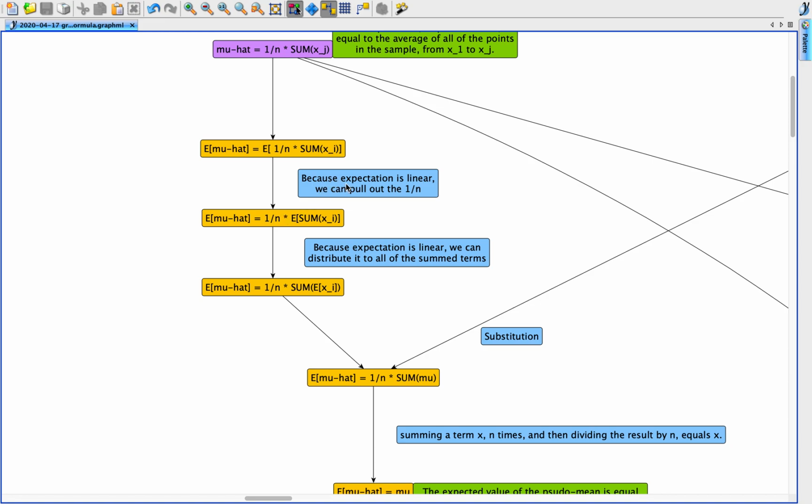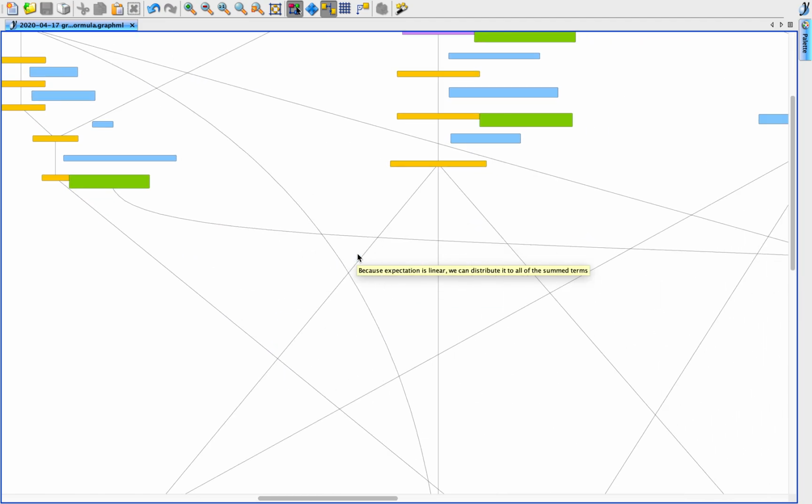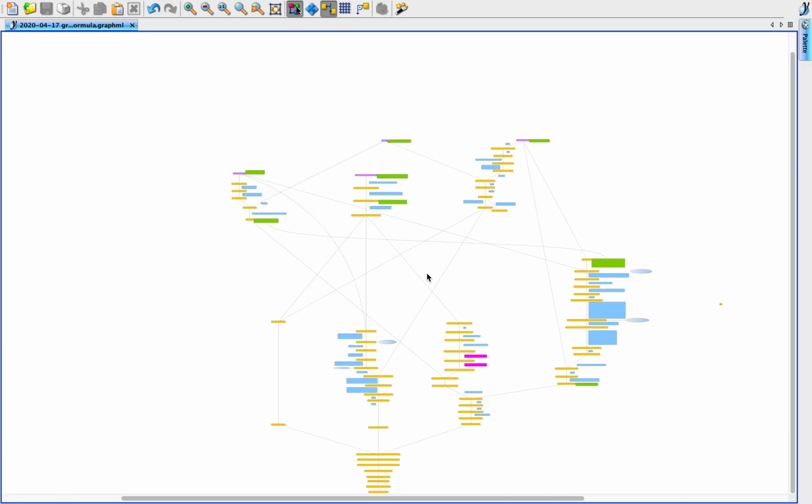So this tells us what move we're doing, and why this is legal. Our goal is to start all the way from these definitions, and then get to an analytic expanded form of our sample variance.